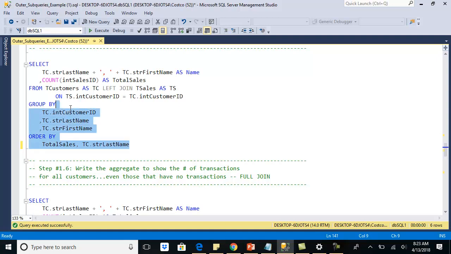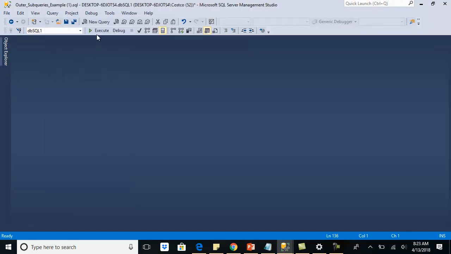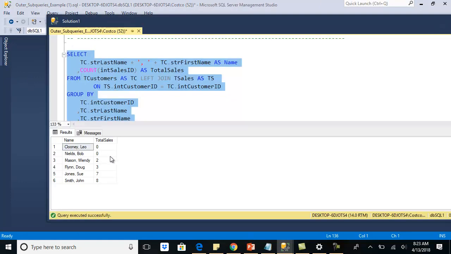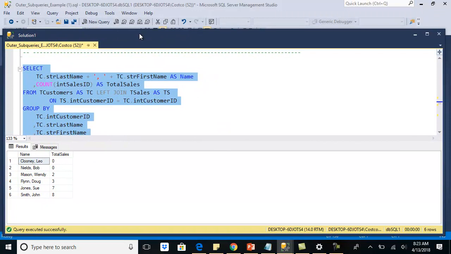Okay, here you go. And whoops. And there you go right there. Okay. All right. So in this case, we went ahead and sorted it by sales first, and then we ordered it by last name based upon that. Kind of cool? All right, good.